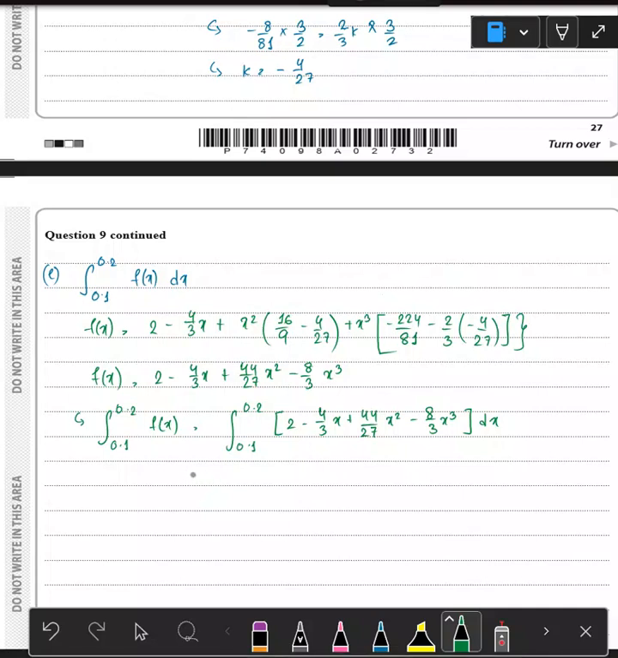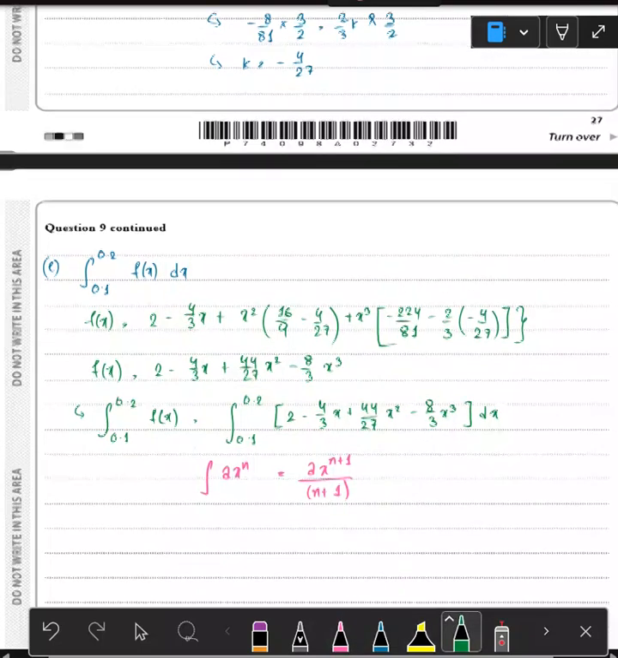when a term is in this form, so for example integration of a x to the power n would be a would remain the same, x to the power n plus 1 divided by, you write the same thing that is in the power, which is n plus 1. Okay, so we'll use this technique here in this question.